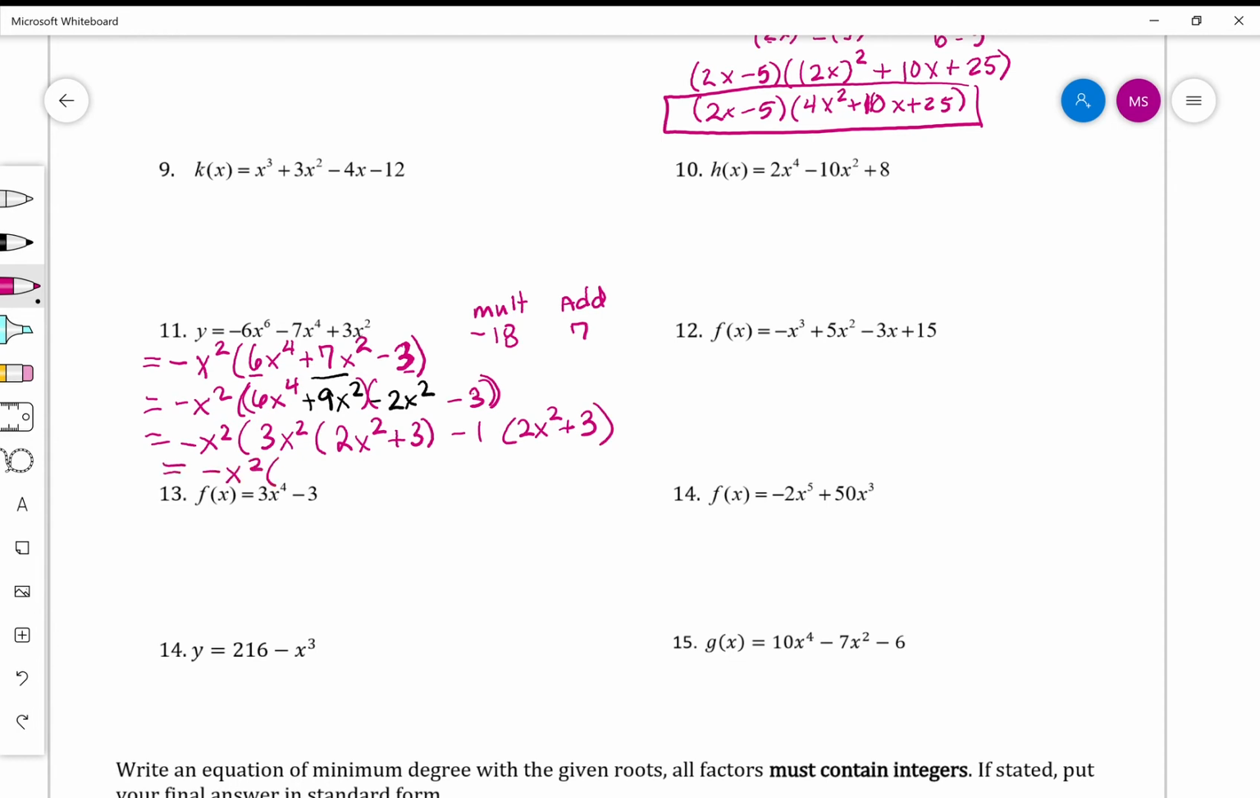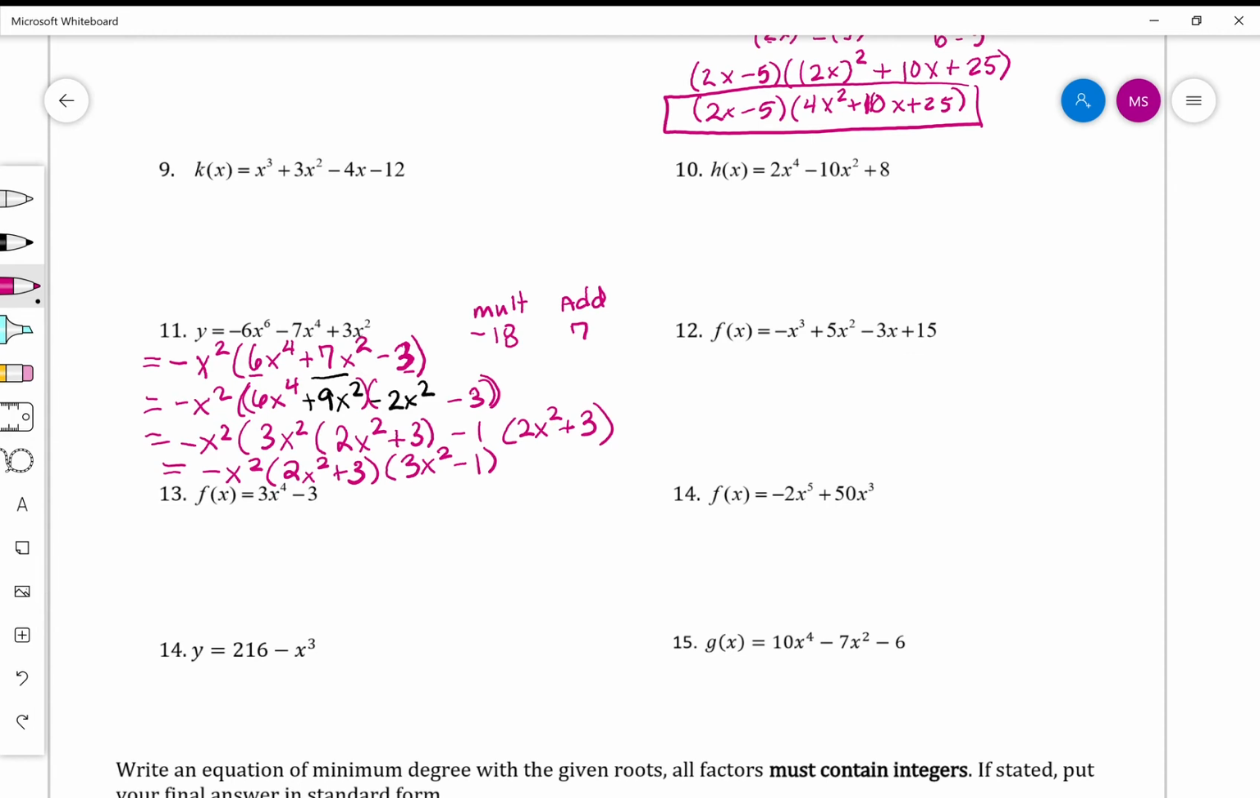the common factor between the two is 2x squared plus 3, and then whatever you have left over, which is that 3x squared minus 1. And if you take a look, there's no difference of a perfect square. You have a value, so that's it. You're done. All right. And then let's take a look.